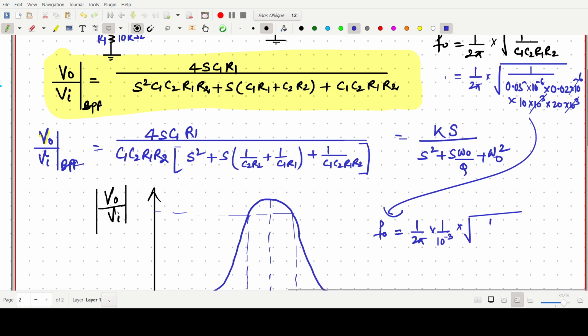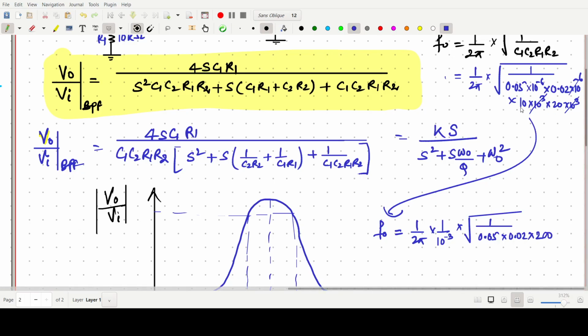Then 1 upon, we will solve 0.02 into 20 means 200. 20 into 10, and then if you remove this decimal, what will we get? 1 2 3 4. This 4 will be cancelled out. Then 5 into 2 is 10, 10 into 2 is 20. So 20 by 100. If we solve, it will come root 5 upon 2 pi into 10 to the power 3.